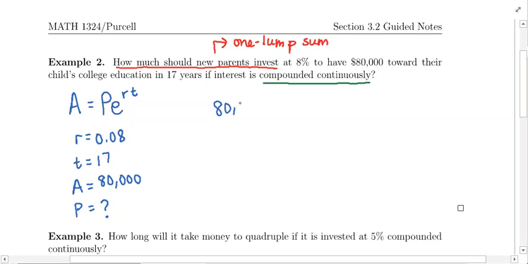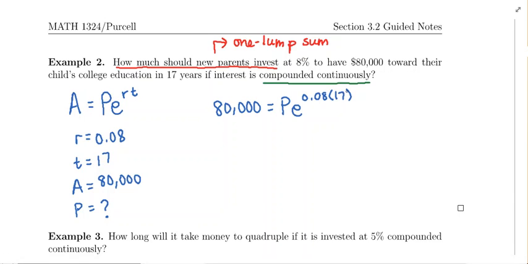So we're going to have 80,000 is equal to P times e raised to the r times t. That's all you have to do to plug it in. We're solving for P. What has to be this original deposit? You should expect, obviously, a number less than 80,000. So let's go figure out what it is. On the right side, P is multiplied by this quantity, e raised to the 0.08 times 17. Let's go figure out what that is.